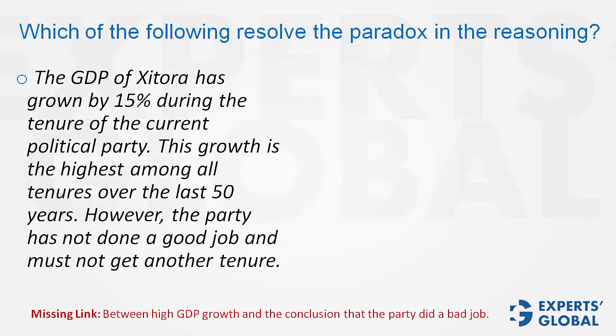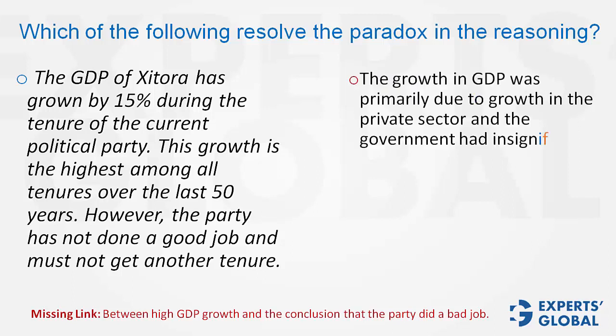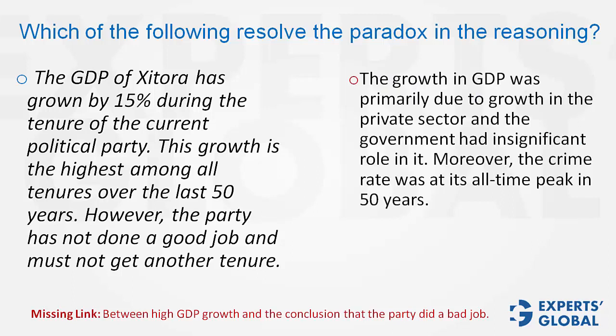The correct explanation statement must resolve this paradox. Look at this. In simple words, this answer choice takes the credit of GDP growth away from the government and brings in additional relevant information that brings the performance of the government into question. And therefore, altogether, this answer is filling the gap between the premise and the conclusion. This is a very fine explanation statement.